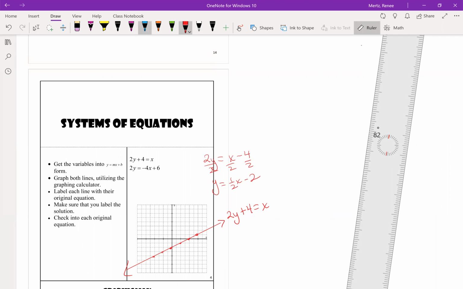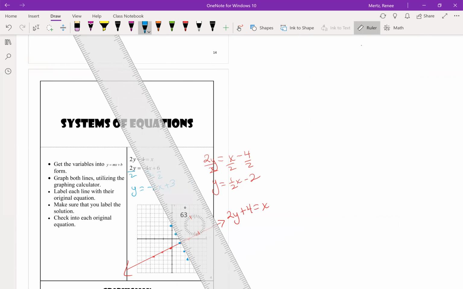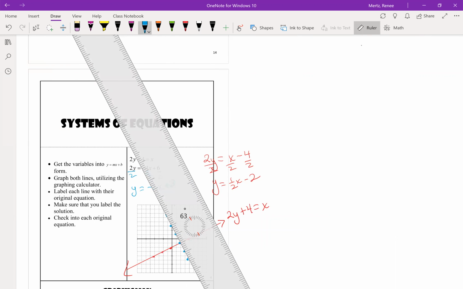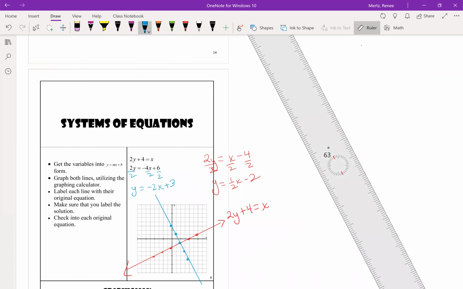Then we'll do the other one. So I want to divide by 2 on everything. Y equals negative 2x plus 3. Begin at 3, down 2, right 1, down 2, right 1. Good, we have a perfect intersection point. That's what we want to see happen. Make sure you label the graphs and then make sure you answer the question, where are those lines intersecting? So the intersection point is at 2, negative 1. Of course, you can do a check.